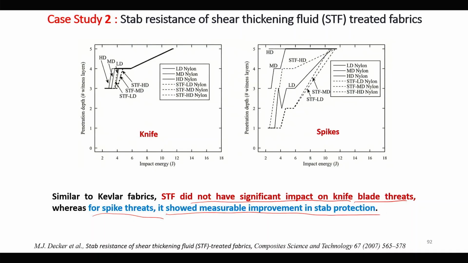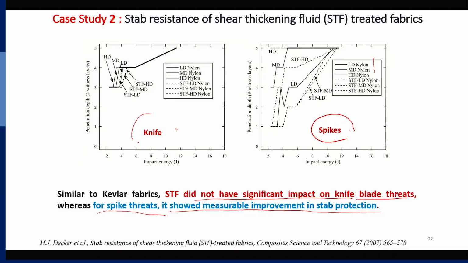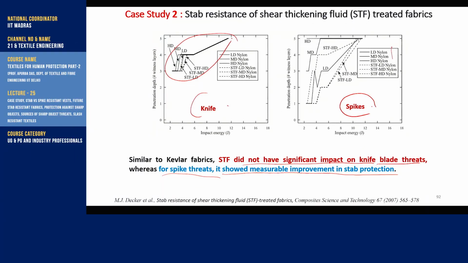Okay. This is a knife and here is the spike. So, here this is for nylon, low density, high density nylon, earlier case it was for Kevlar. Here also we see that in case of spikes there is significant improvement in the depth of penetration, but for knife similar result is obtained here.